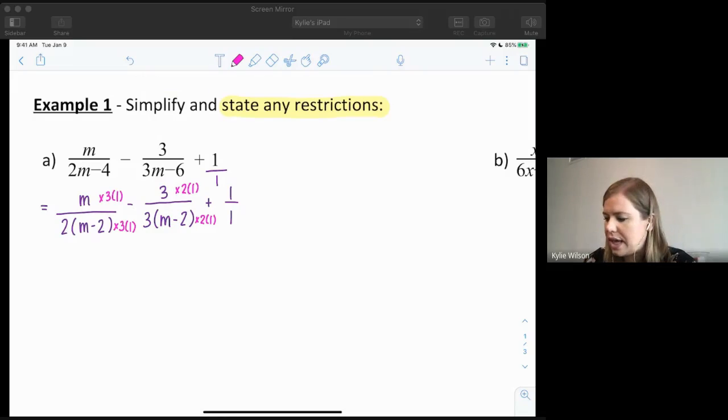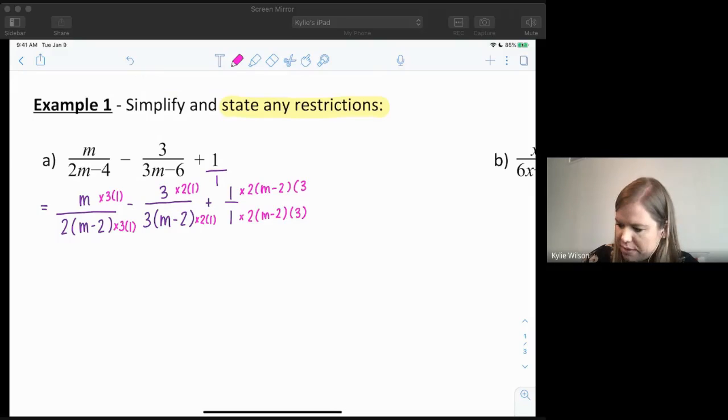Now I'm going to look at my 1. What is it missing from the other ones? To make it look like the first term, I need to give it a 2 and an m minus 2. And then to make it look like the second term, it already has the m minus 2 now, but I also need to multiply it by that 3 to make it match. In my numerator, if I multiply my denominator by this, I also need to multiply my numerator by that as well. So now let's write all of that out and take a look at our denominators.